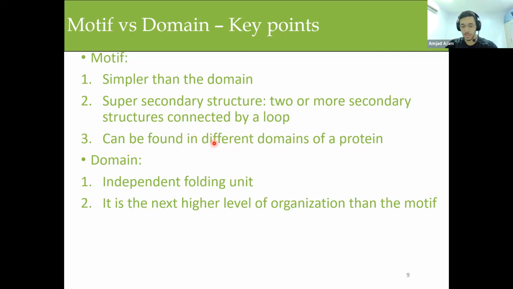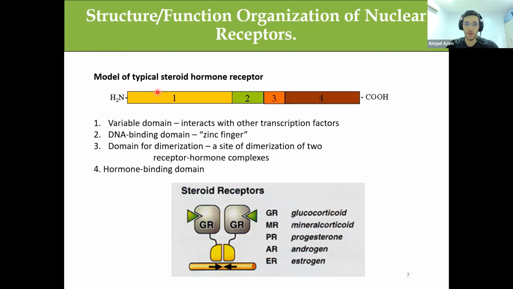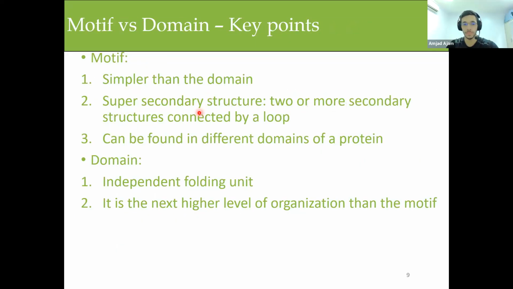And know that a motif can be found in different domains. Like here, we have multiple domains. A motif can be present in domain 1, 2, 3, or 4. For the domain, just know it's an independent folding unit, and it is the next higher level of organization than the motif. That's it for the motif and domain.